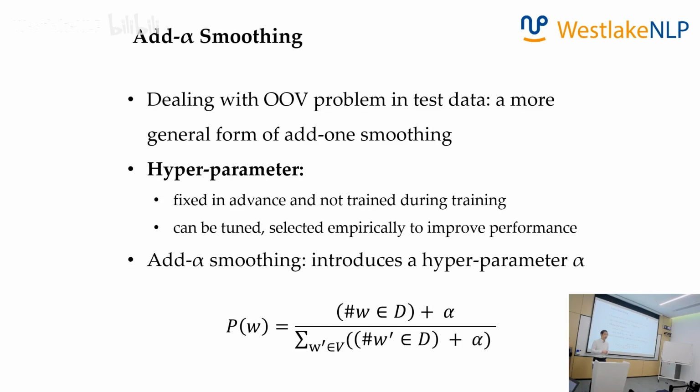There are 2 things I need to mention about add-alpha smoothing. First of all, this alpha is something you can adjust. It's something that affects your model performance.